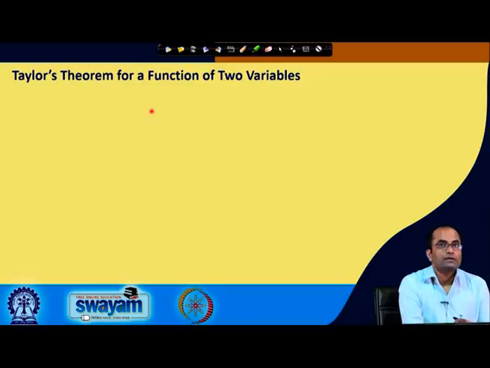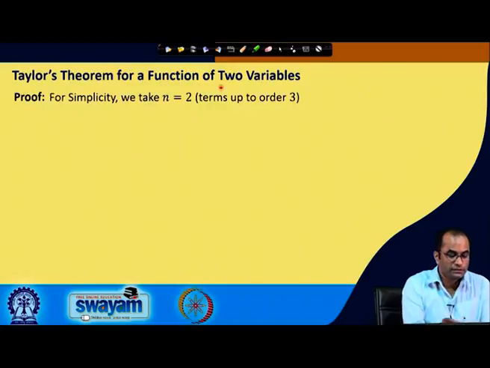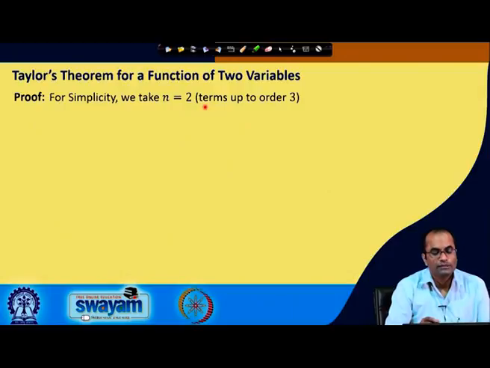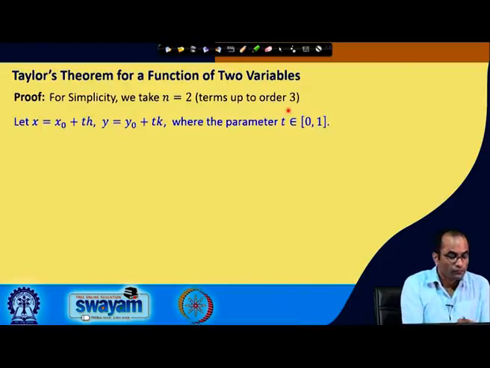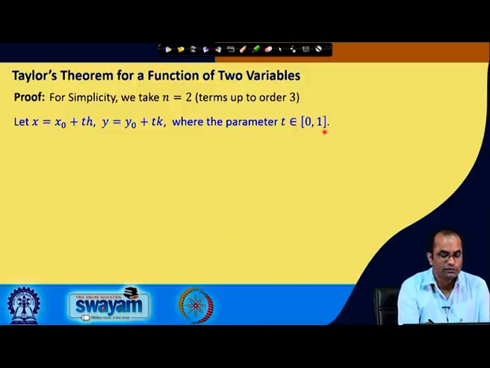So, we will just go through the proof of this result. This is Taylor's theorem for two variables, and just for simplicity we will take n equal to 2. That means we will consider the terms in the expansion up to order 3. So we take x equal to x0 plus th and y as y0 plus tk, and t is some parameter from the interval 0 to 1, including 0 and 1.